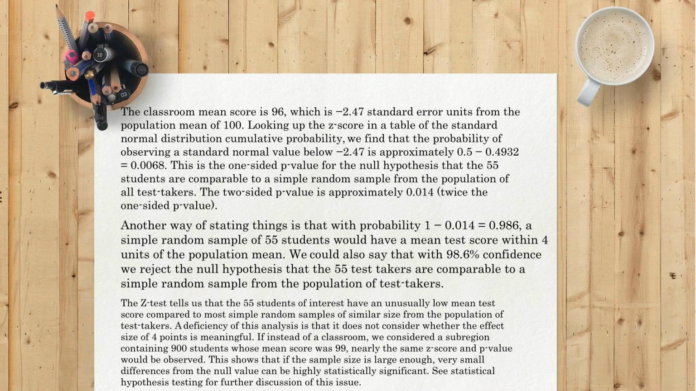The z-test tells us that the 55 students of interest have an unusually low mean test score, compared to most simple random samples of similar size from the population of test takers. A deficiency of this analysis is that it does not consider whether the effect size of 4 points is meaningful. If instead of a classroom, we considered a subregion containing 900 students, whose mean score was 99, nearly the same z-score and p-value would be observed. This shows that if the sample size is large enough, very small differences from the null value can be highly statistically significant. See statistical hypothesis testing for further discussion of this issue.